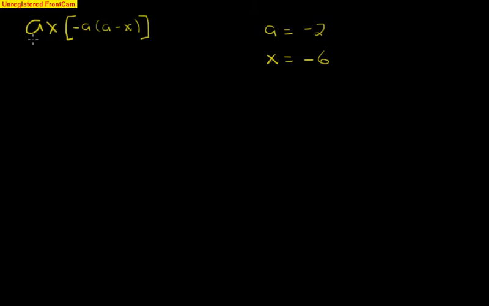So first thing we do is start off, we got to substitute these values in. They give us the values of a and x, and then here's our expression, so we're going to rewrite that. A is negative 2 times x, which is negative 6, and that is being multiplied by the quantity, the opposite of a, so the opposite of negative 2, times negative 2 minus negative 6.